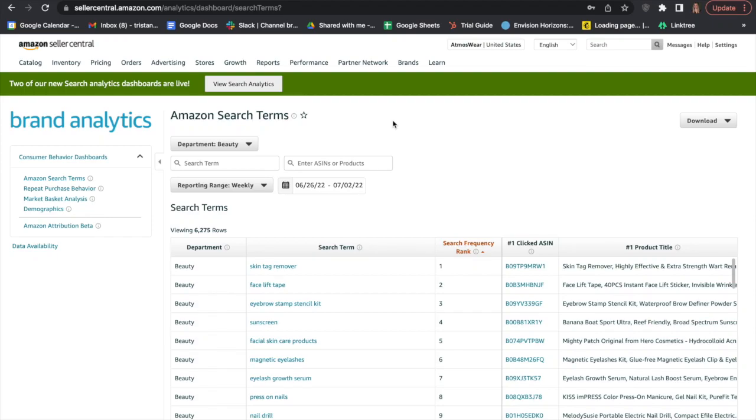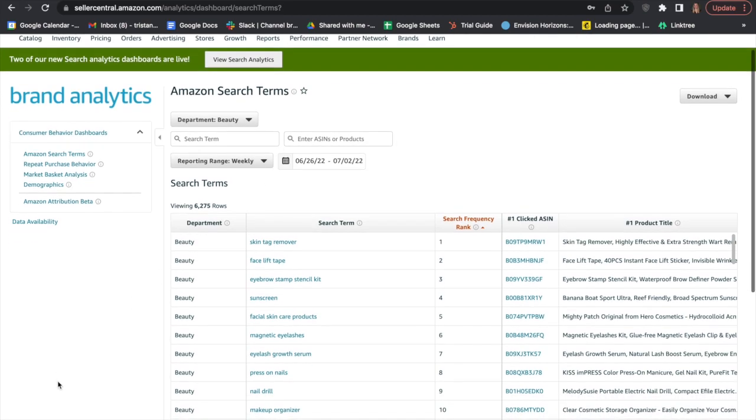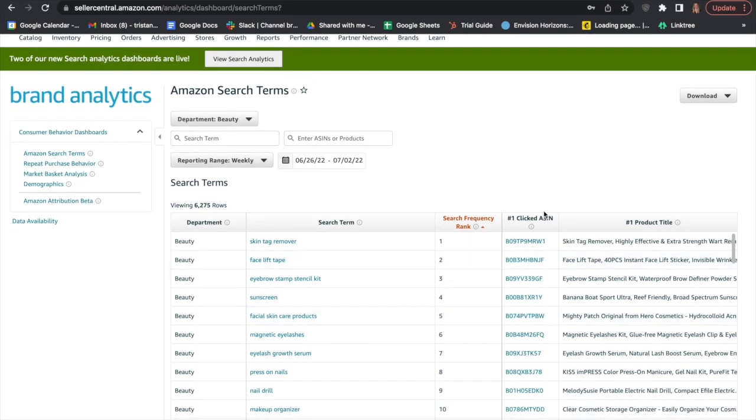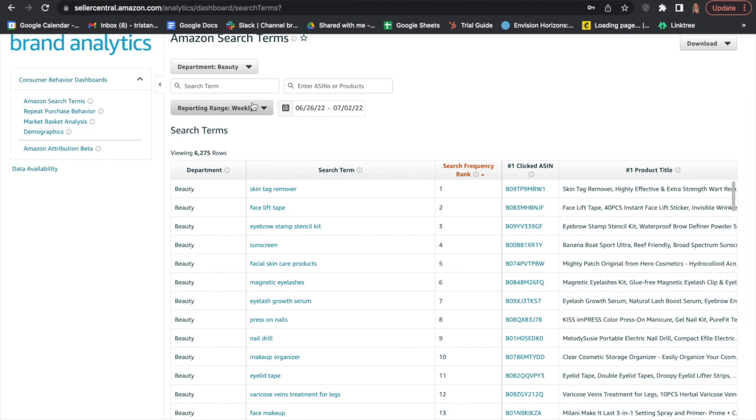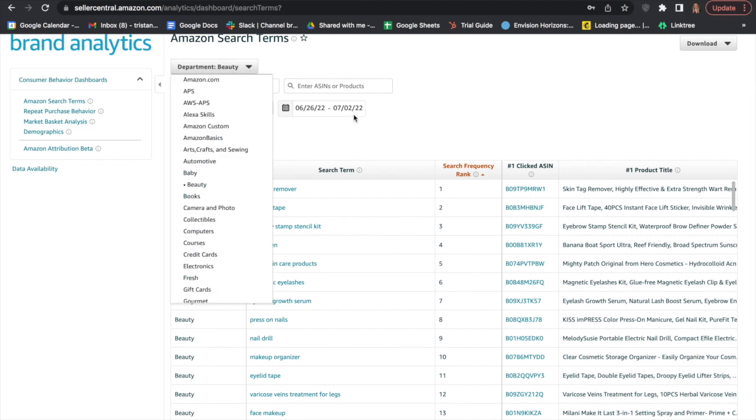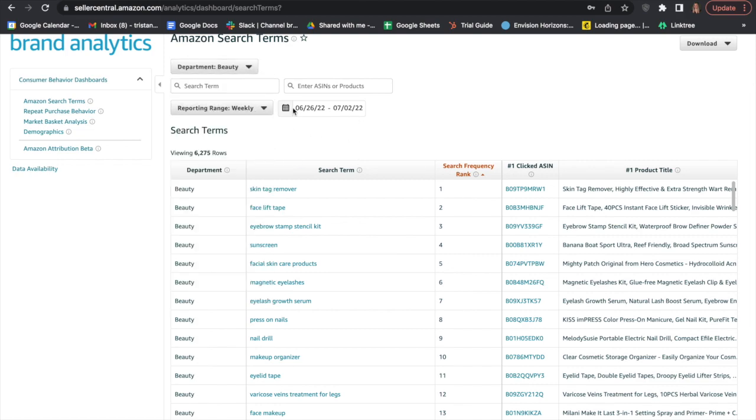Okay, so we are looking at the brand analytics dashboard in Amazon Seller Central. Once you log into Seller Central, you can find the dashboard under the brands tab, the first one here. Right now we're looking at Amazon search terms. So you can adjust your department, your reporting range. Here you can report daily, weekly, monthly, or quarterly.